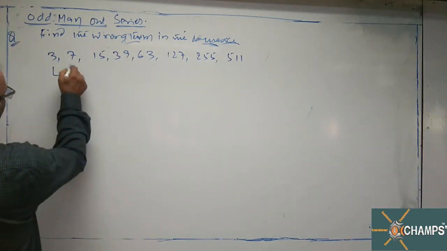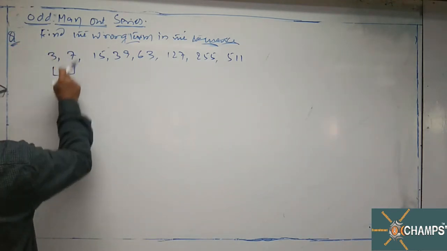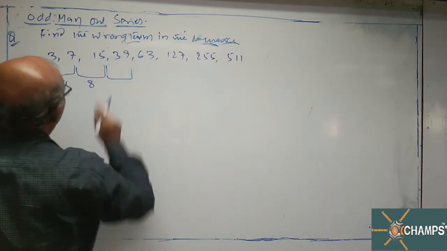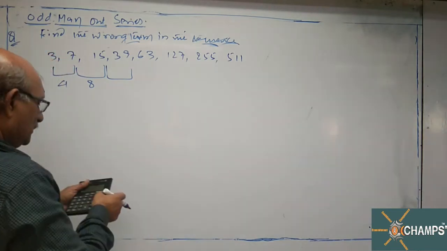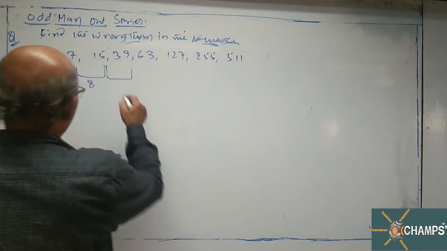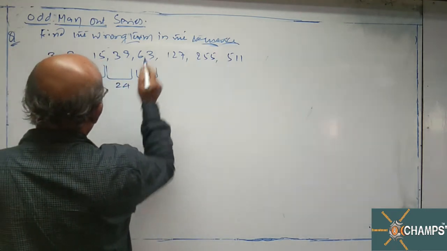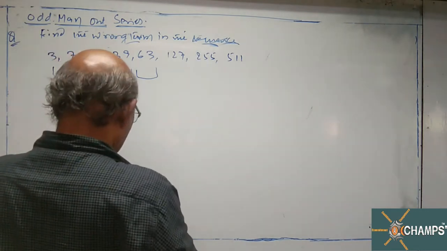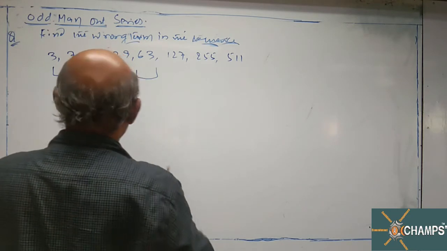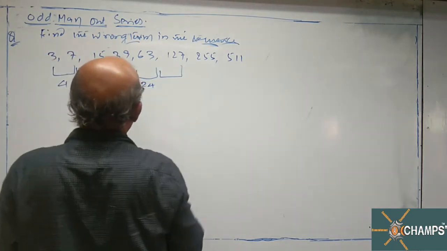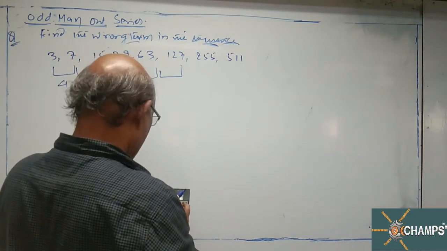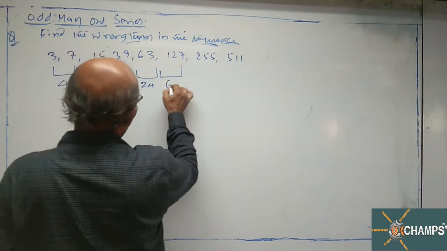Now let's go with the differences. 3 plus 4, 7. Here the difference is 8, 7 plus 8, 15. Then 39 minus 15, 24. 63 minus 39, this is 24. 127 minus 63, this is 64.